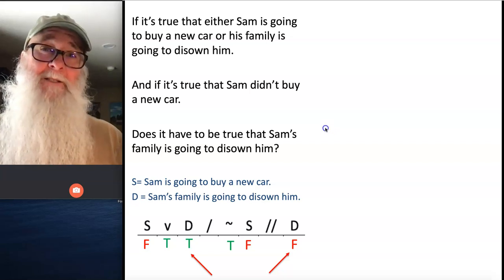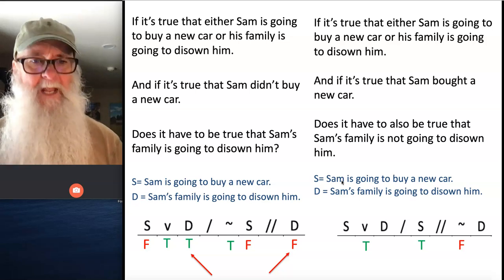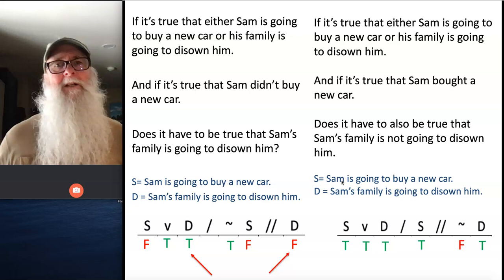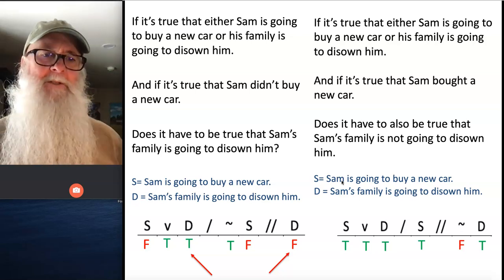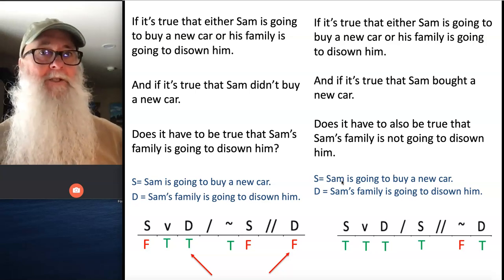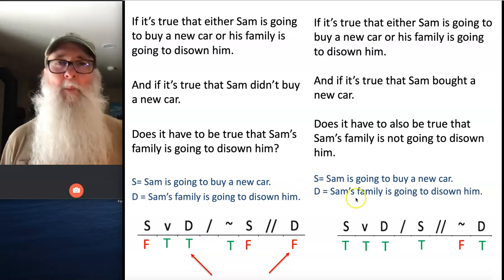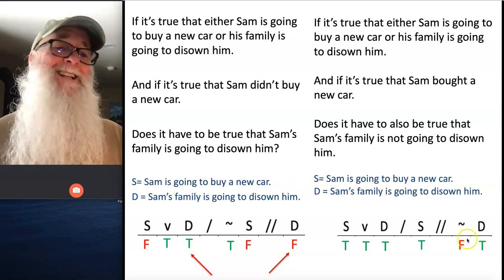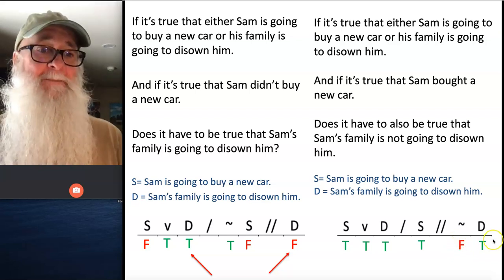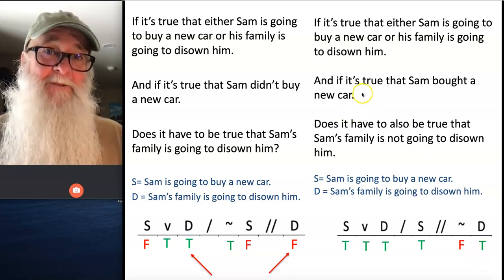But let's look at what happens in situation number two. We've got the same simple sentences making up this argument. And when we create our indirect truth table to represent this argument, assuming the conclusion statement is false and all the premises are true, we're able to successfully deduce all of the logically necessary truth values without running into contradiction. Okay? What does that mean? It means it's not necessarily false that Sam's family is going to disown him just because he bought that new car.